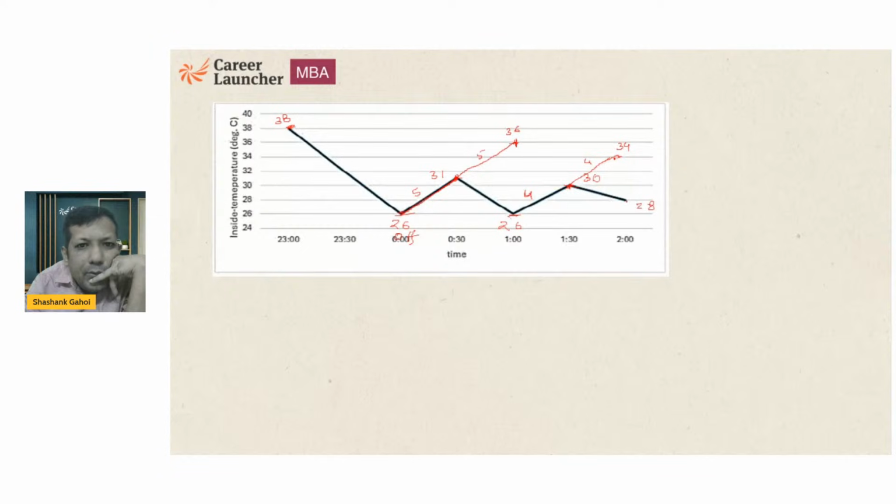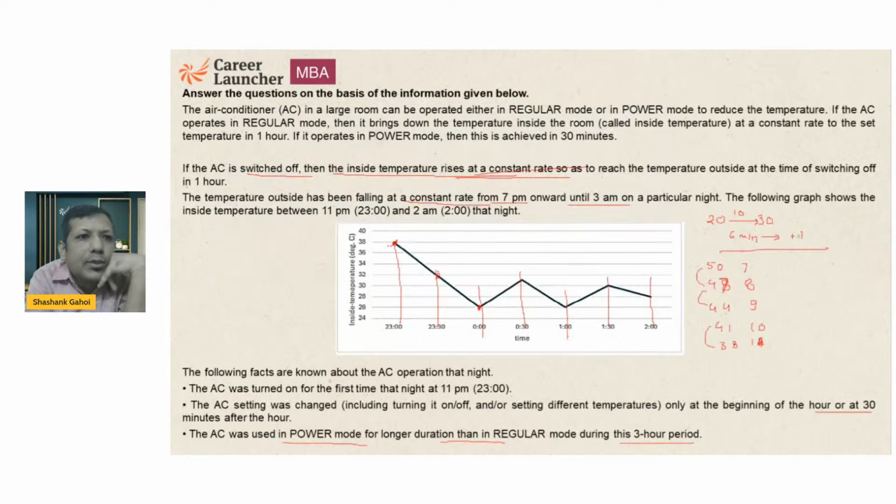कहाँ पे कुछ गलती है क्या? It is AC is switched off. Temperature inside rises at a constant rate to reach the temperature outside. The time, switching off, 1 hour.